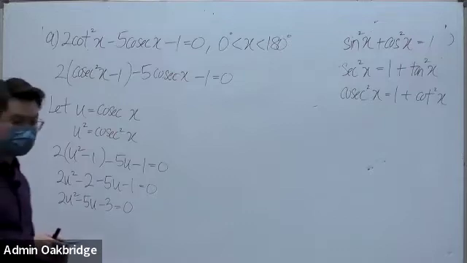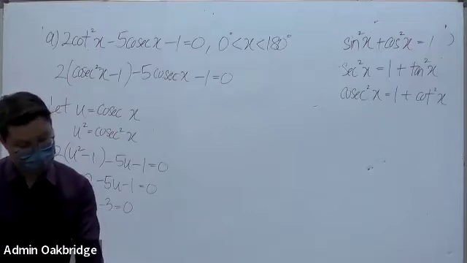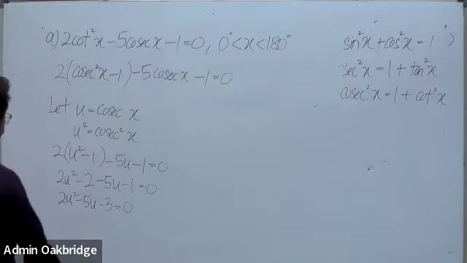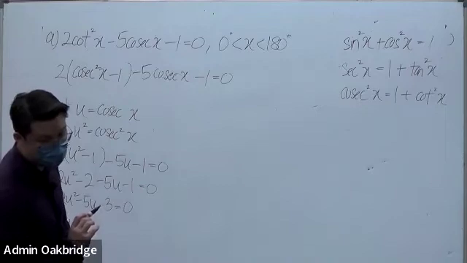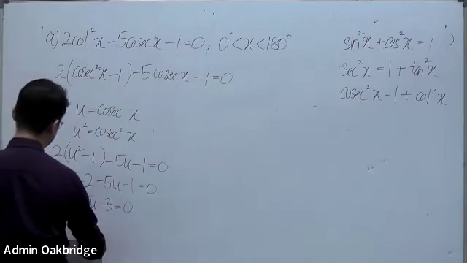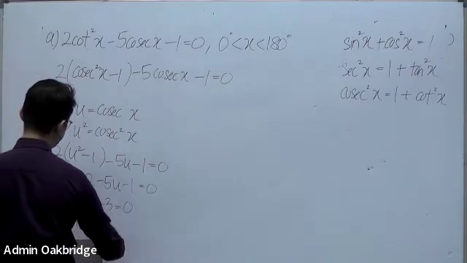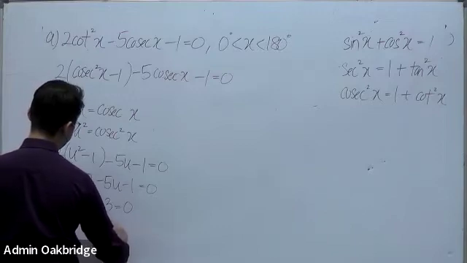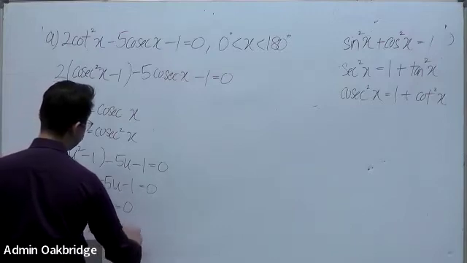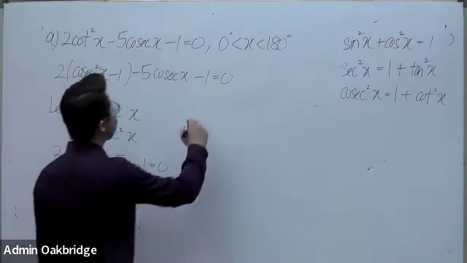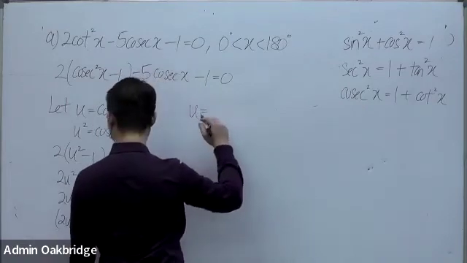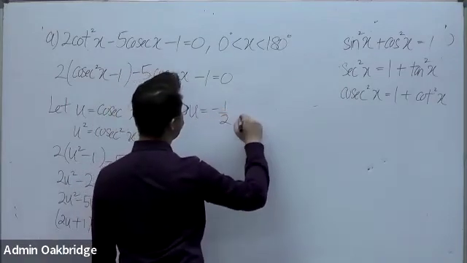Yes, it can be factorized. The first one is 2u plus 1. And the next one is u minus 3 equals to 0. All right, now you can find out the u already. So u equals to minus 1/2 or 3.